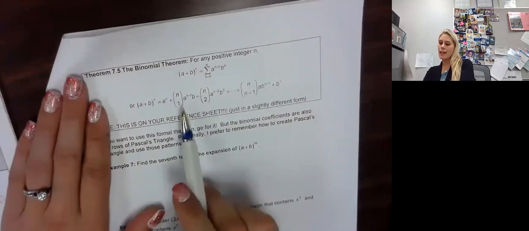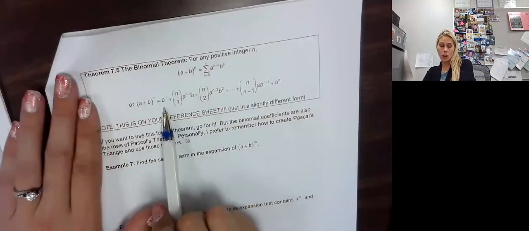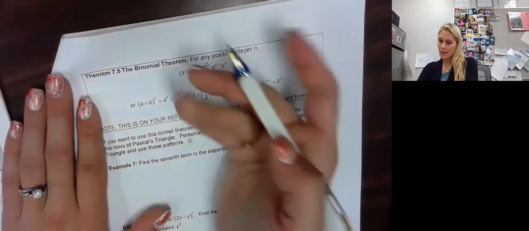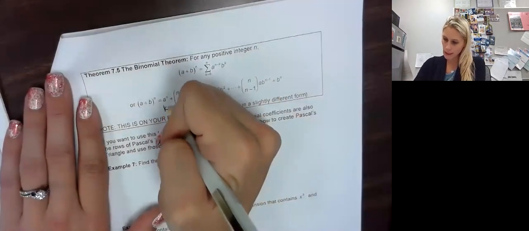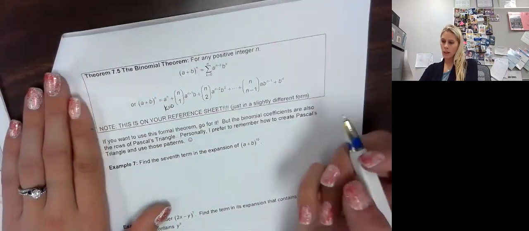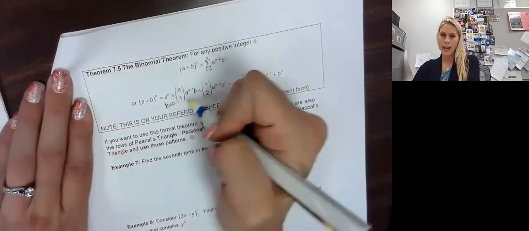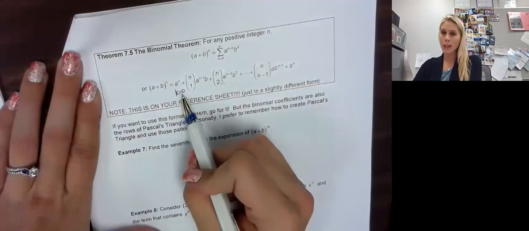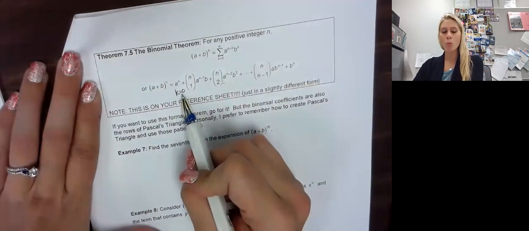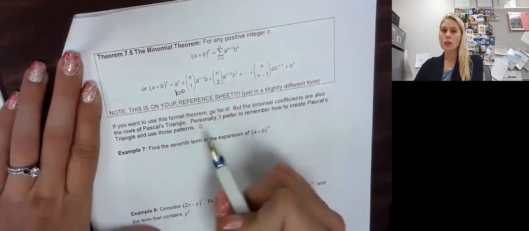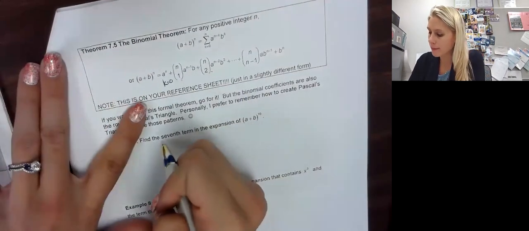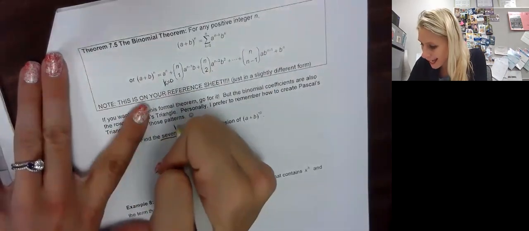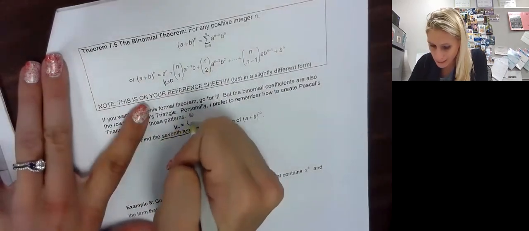Do you guys see that this might be the first term, but my k in my first term is 0. And remember, it's n over k. So be careful with what the k is. It's going to be 1 less than what your term is. So on number 7 here, even though we're finding the 7th term, it means k equals 6.